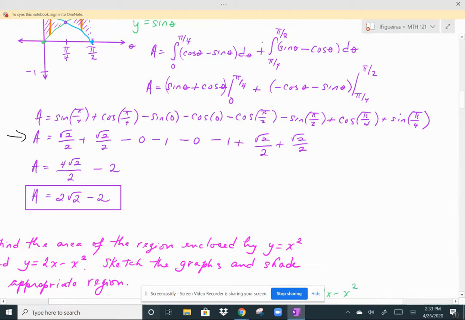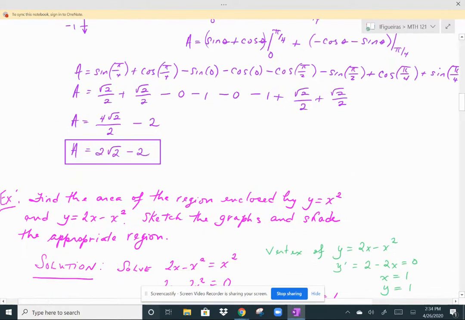All right, so all of these root 2 over 2s, there's 4 of them. So that gives me 4 root 2 over 2. And then my two constants here, negative 1 minus 1 gives me minus 2. 4 root 2 over 2 simplifies to 2 root 2 minus 2. Again, that's a positive number, which is expected.